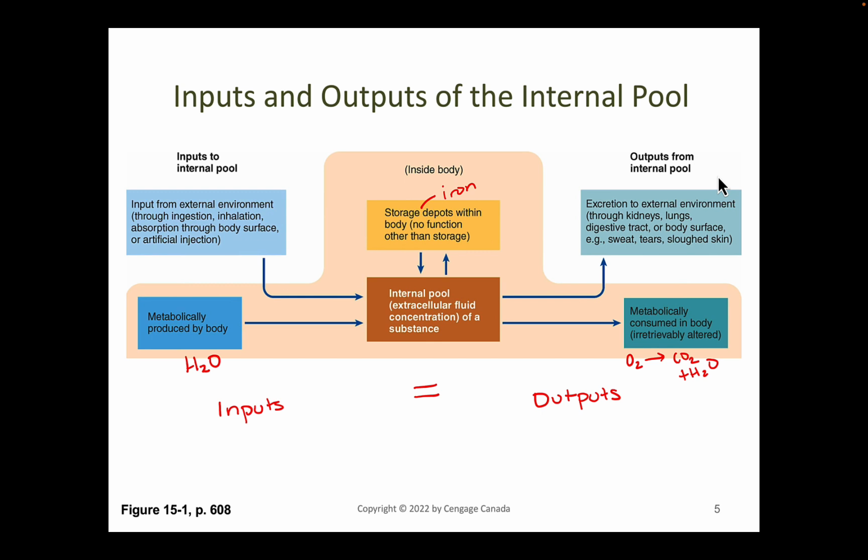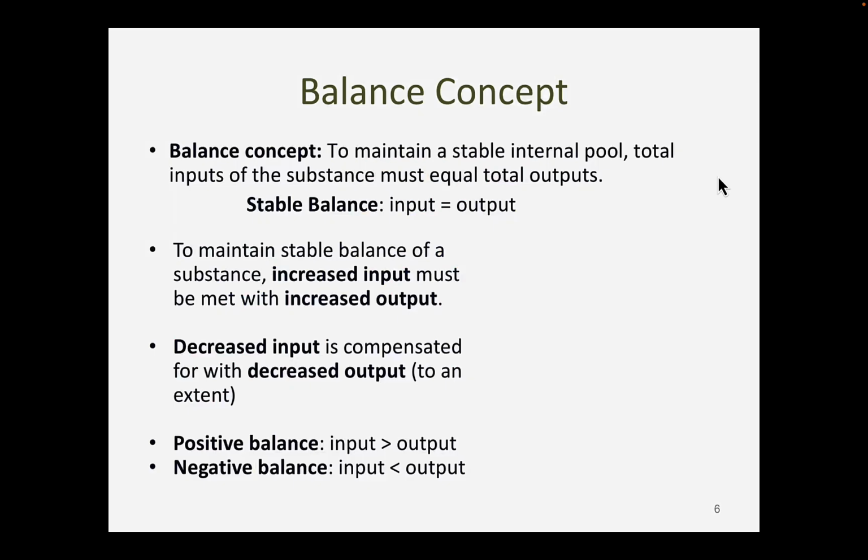All right, so now let's talk more about this balance idea. The balance concept says to maintain a stable internal pool, which is what we want to do as a grown adult. We're not changing size, we're not growing any bigger or smaller. We want to be stable. The total inputs of a substance must equal the total output. So stable balance, input equals output.